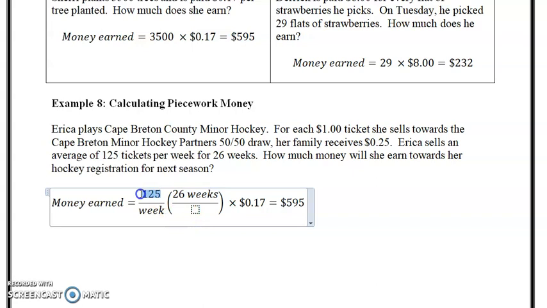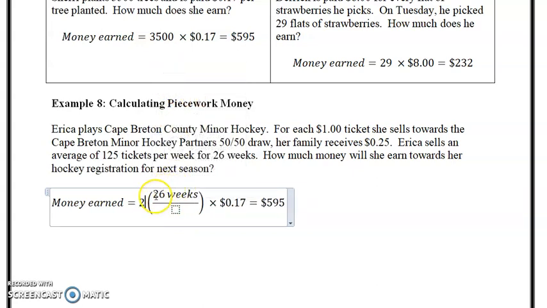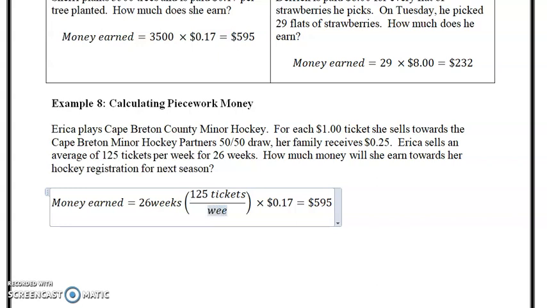So be mindful of that. I meant to do it the other way, sorry. I meant to put 26 weeks here, and I meant to put 125 tickets per week. That's what I meant to do. My apologies. Okay, and that'll get rid of the weeks, right? Because we're interested in the number of tickets sold. Okay, and the money earned.